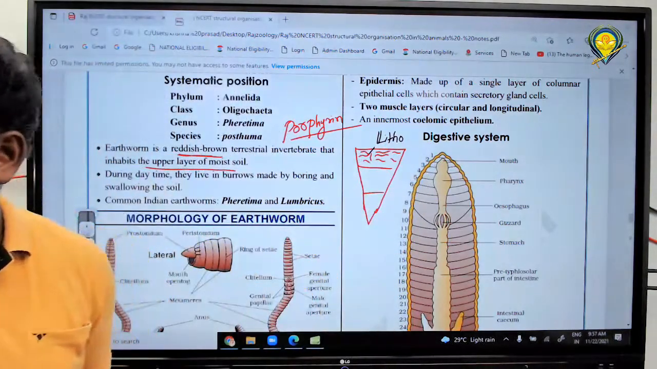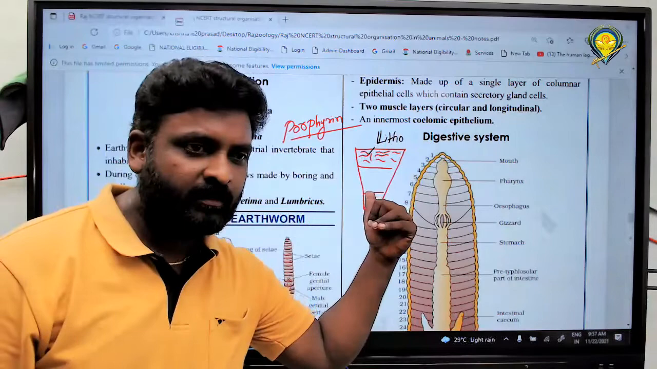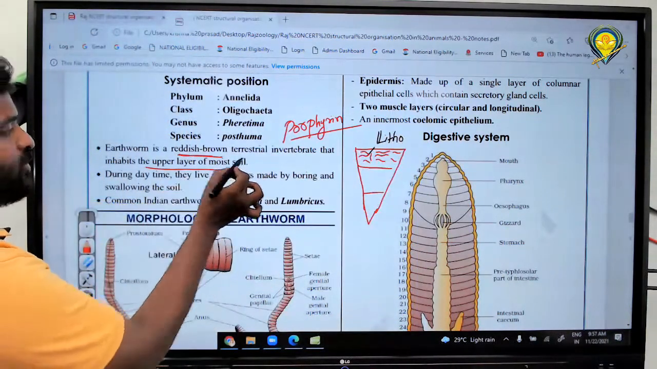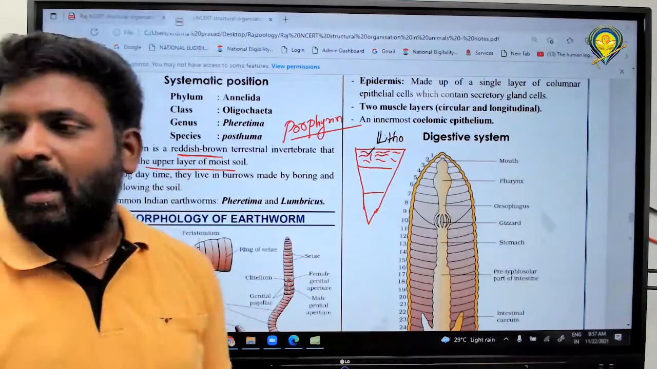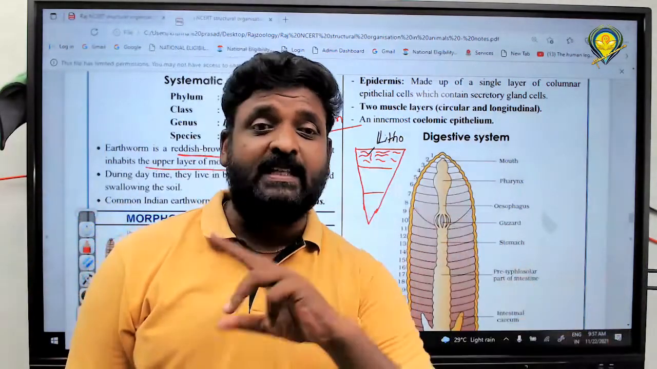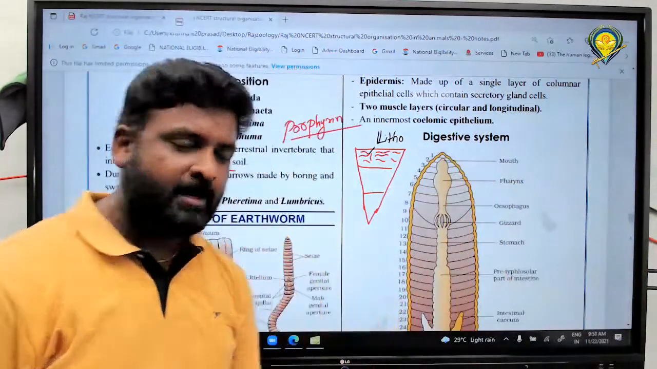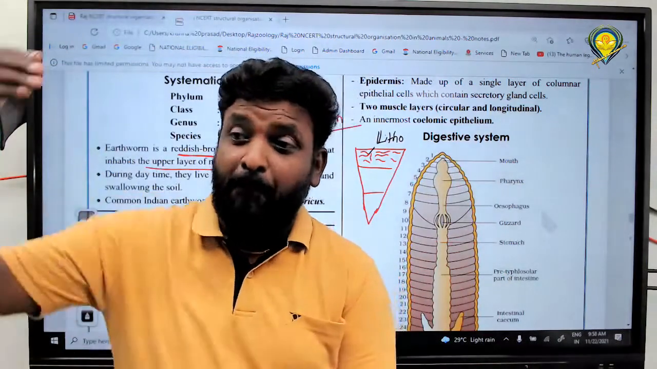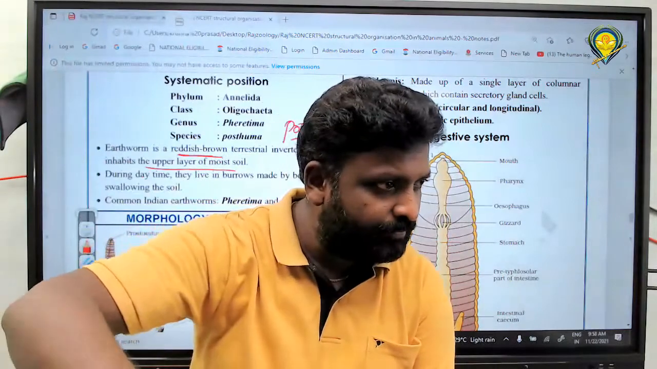Have you got it? So what are they saying: upper moist soil or inner moist soil? Upper moist soil, because exchange of gases should take place. Very good. And next, in the daytime, where are they always?